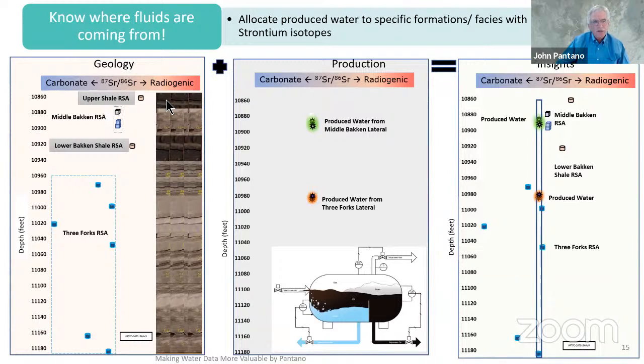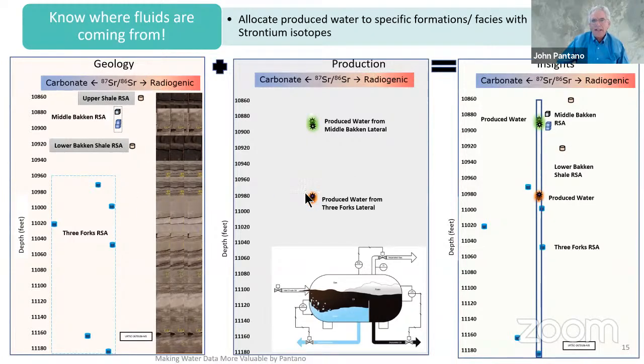So when we look at the residual salts analysis for the upper middle Bakken shale, you can see it's much more radiogenic compared to the middle Bakken. And then when we go into the Three Forks, which is mainly a carbonate unit, you see that they're all much less radiogenic in that space. So this is our geology, and this is our residual salts analysis.